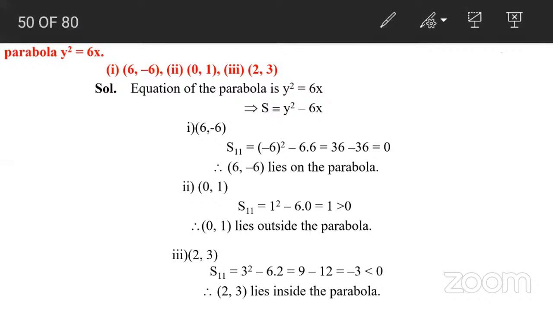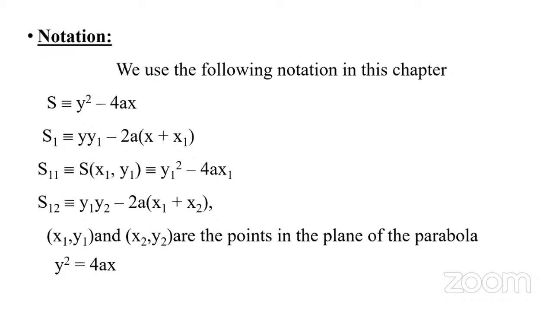So next, notations. In the previous problem we took these notations, and in circles we also took S1, tangent equation, power of a point. That's why here we also take S identically equal to y square minus 4x, and S1 identically y y1 minus 2a of x plus x1. How can we get this one? As per the tangent formula in the circles, y y1 minus 2a of x plus x1. Similarly, S11 is nothing but you just substitute x as x1, y as y1. Then you will get y1 square minus 4a x1.